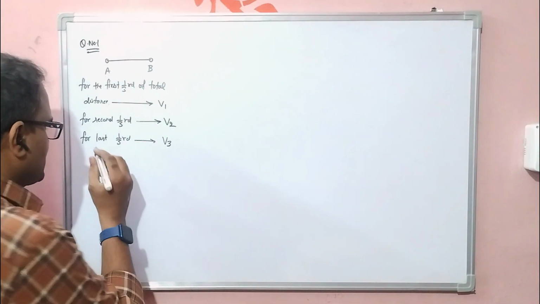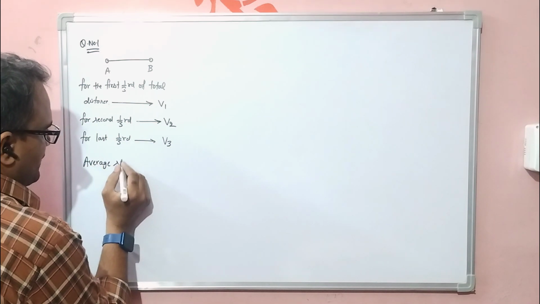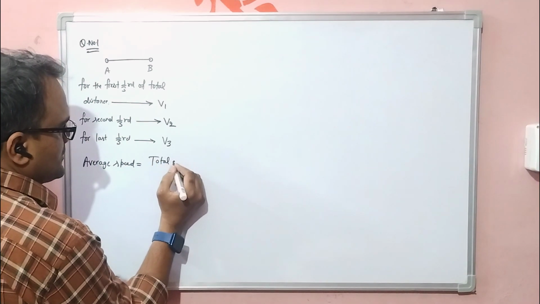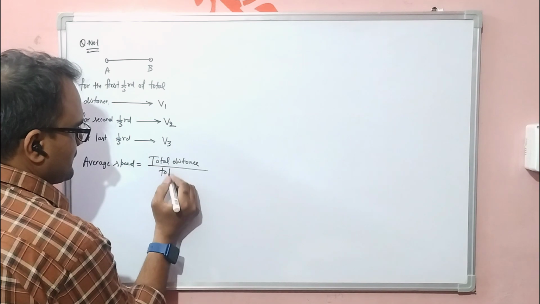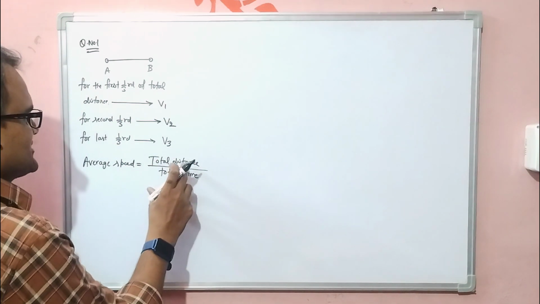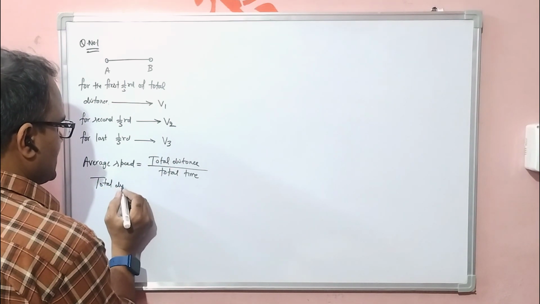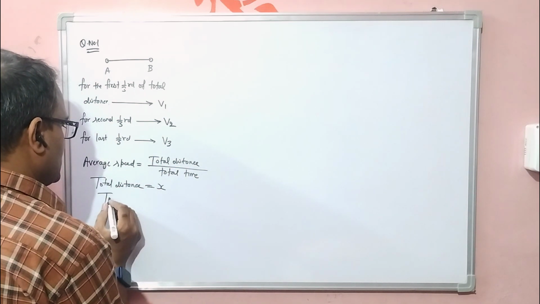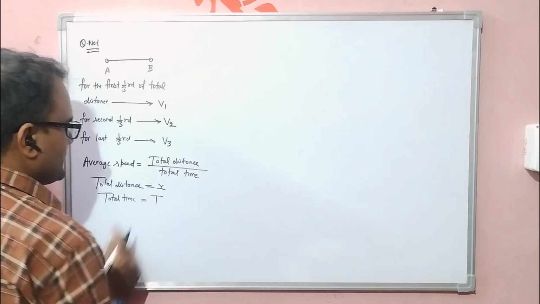So for this we apply the formula. Average speed is equal to total distance upon total time. So here let's assume the total distance is x. So let's write down here: total distance is equal to x and total time is equal to capital T.